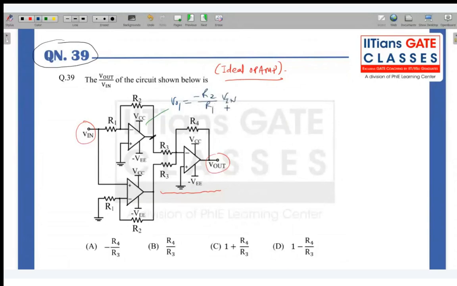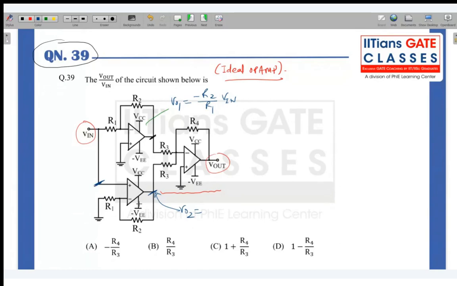Now you can find output 2 as well here, okay? Output 2. As you can see, this input is common to both op-amps. Input is connected at the positive terminal this time, right? And this negative terminal is grounded, but not directly. It is grounded via R1. So it is a non-inverting amplifier.